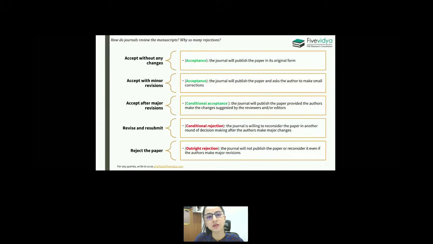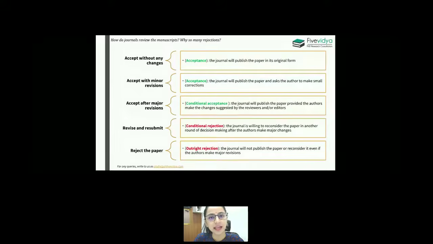Next comes the point of acceptance with major revisions. With this point, I would like to tell you that it is a kind of conditional acceptance, which comes with an if clause: the journal has marked a point that if all these revisions are done in your paper, then only it will be submitted for publishing. Or if there is any error in this, then you will be required to do revisions again.